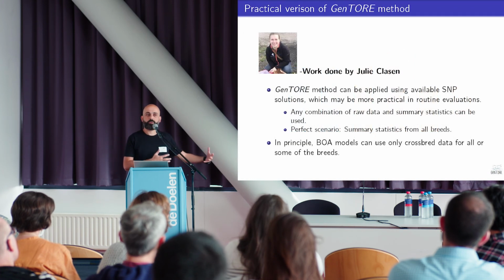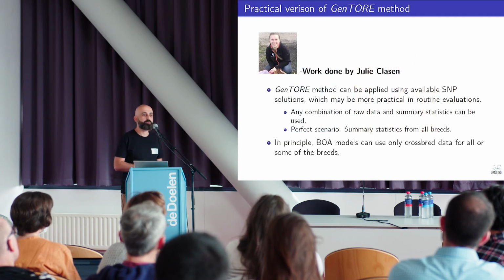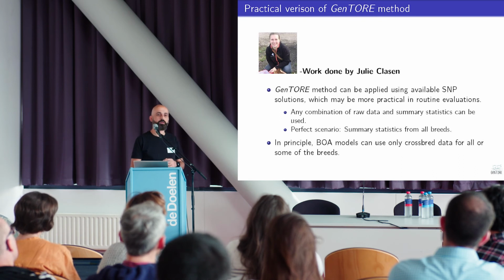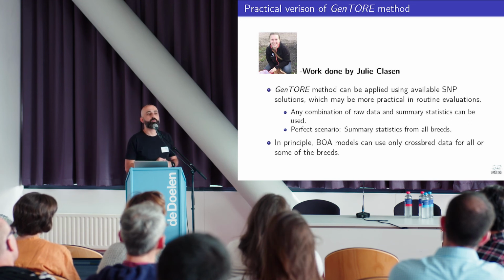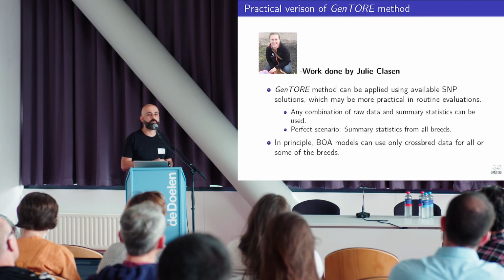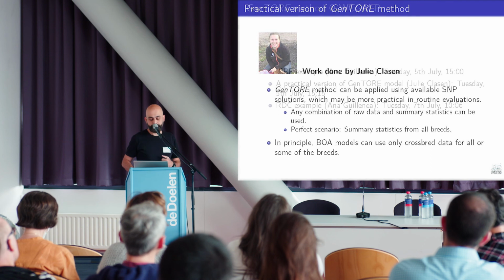I said it's not so practical, but we had to come up with a practical solution. So Yuli did some work on still using SNP solutions from the separate purebred evaluations, but combining these with the data from crossbreds. But basically, if you look at the model in detail, you can use any combination of data like purebreds, crossbreds, whatever. So we also came up with a practical solution.